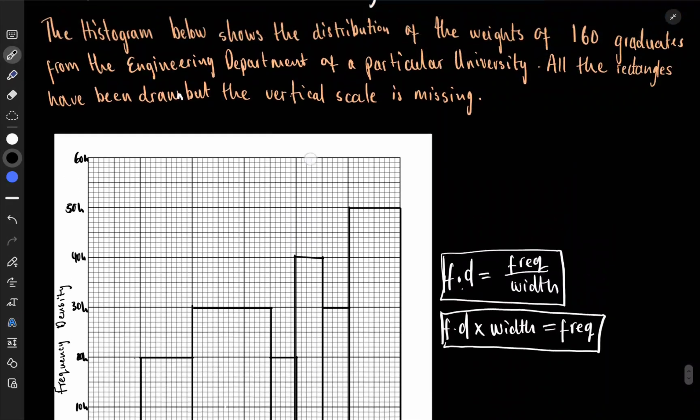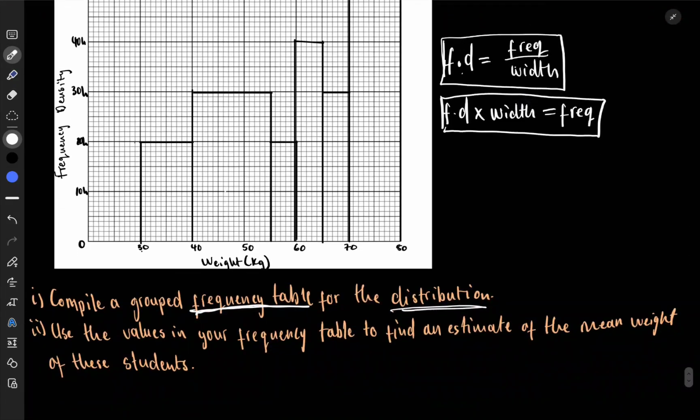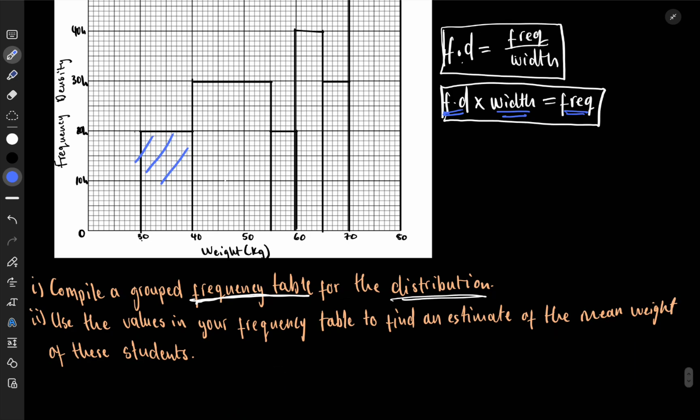Now there is a trick we can use, and that is to go to this statement here, which has given us the total. It has given us that we have 160 graduates in total. That is the total frequency. And what is the total frequency? It is the area of all the bars, because to get frequency, I say frequency density times width.